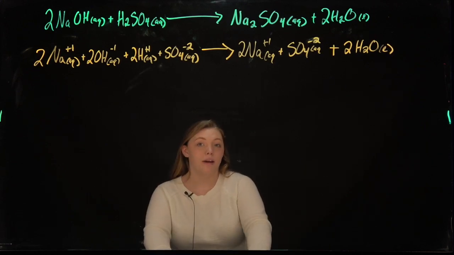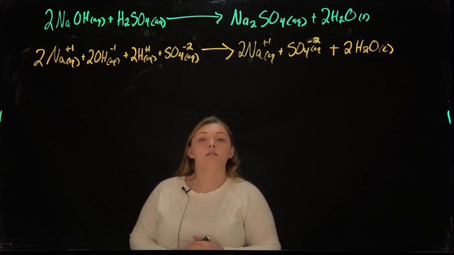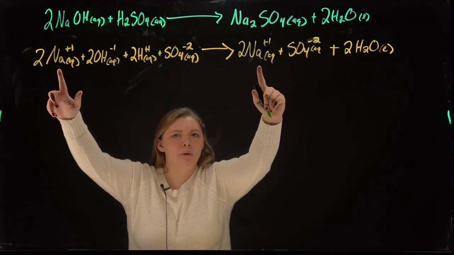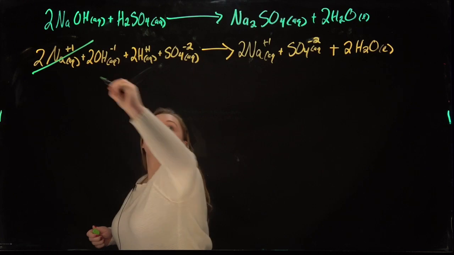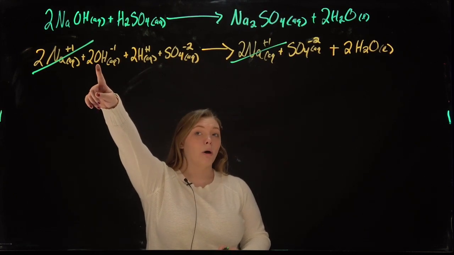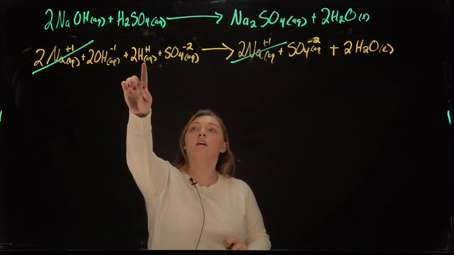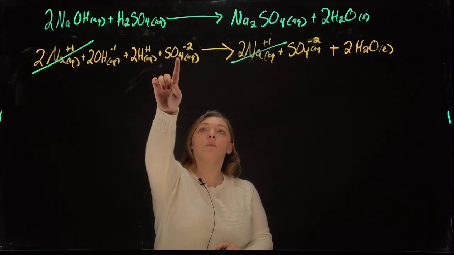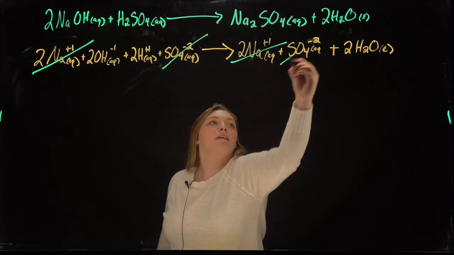Now comes step 3, where we're going to cancel out all the irrelevant information of this equation. So we start out by looking. We have 2 Nas on this side, 2 Nas on this side. So to simplify it, we're just going to get rid of it. Over here, we have 2 OH, but none on this side, so we're going to leave it. 2H, none over here, we're going to leave it. We have 1 SO4 and 1 SO4 over here, so we're going to get rid of it.